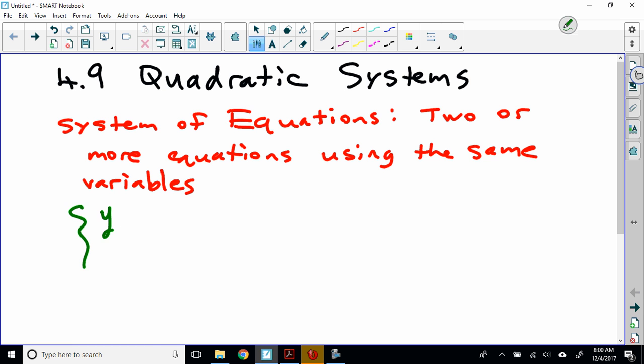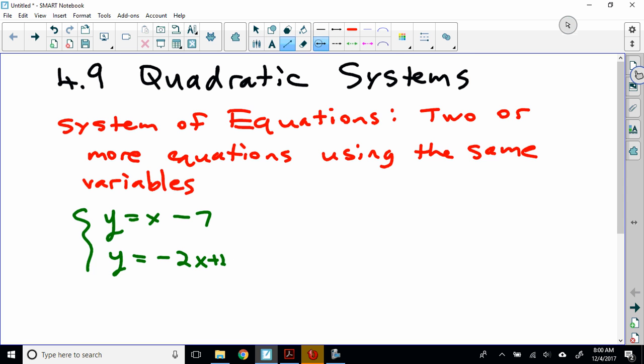But if we had something like y equals x minus 7 and y equals negative 2x plus 1, we could probably solve that by graphing. Is one technique we could use to solve that. We could graph that system.